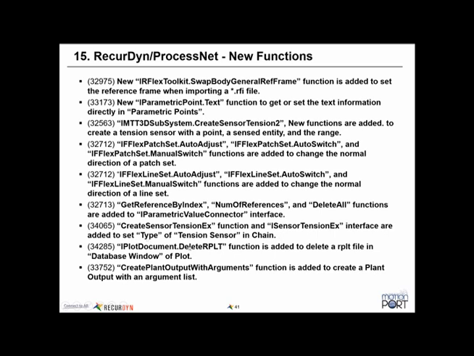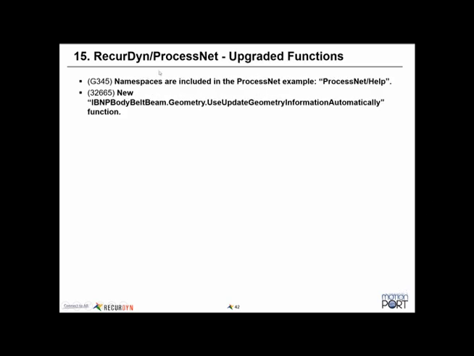Let's see. You can delete a plot file from the database window of the plotting window from ProcessNet. You can create a plot output with arguments function. So as you can see, over time, we keep adding more and more to ProcessNet. And then some upgraded functions, namespaces are included in ProcessNet examples, and there's a new beam belt function for updating the geometry information.